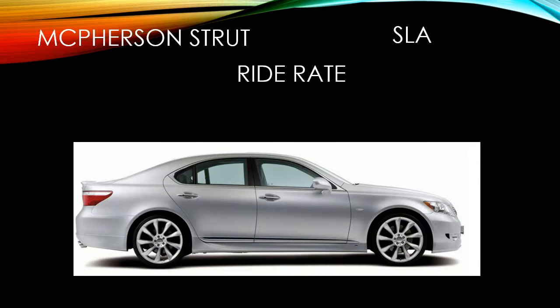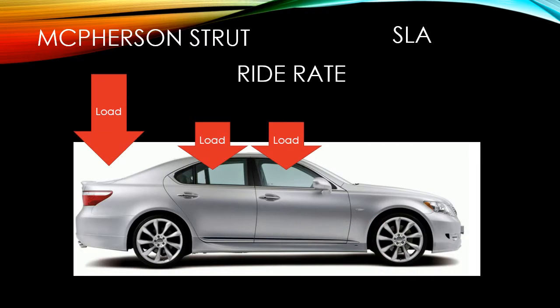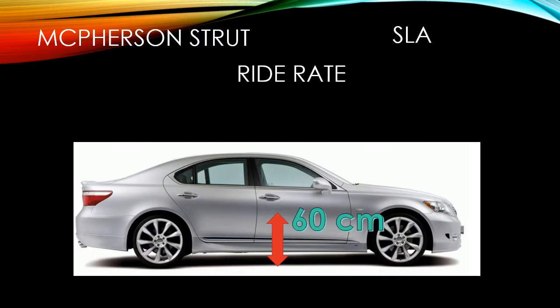Finally, we define the ride rate as the change of the wheel load at the center of the tire contact per unit vertical displacement of the sprung mass relative to the ground at the specific load. In general terms, it means how low the car will get depending on the forces you apply. We see in the image that the distance from the car to the ground is about 65 centimeters, and when we apply some loads, the distance is reduced until 60 centimeters.